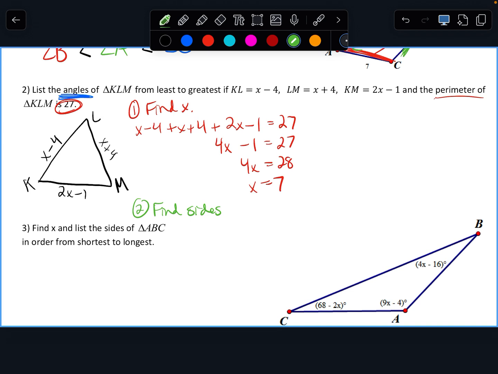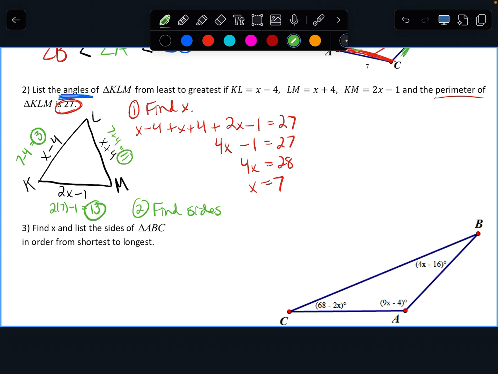So I'm going to throw 7 into this guy. This is where you realize, wow, I drew it really not to scale, because if I do 7 minus 4, I get 3. 7 plus 4, what is that, 11? And then 2 times 7 minus 1 is, what, 14 minus 1? 13, right? So essentially you find x, plug it into all the stuff, okay? And now you're going to do what we did on the first problem.